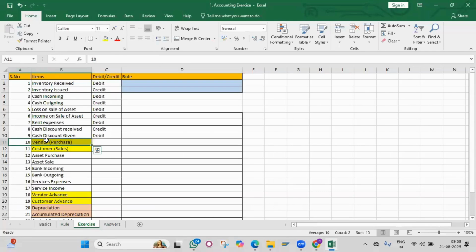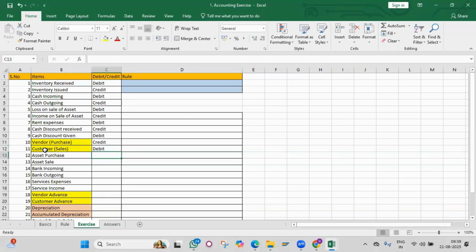He is always a liability for us. In general terms also, when you buy a phone without paying and say you will pay after 1 week, till then it's a liability for you. So vendor is a liability, which means it's a credit. Okay. And customer is a debit for us. When you are selling, you are getting a customer. Customer is a debit.